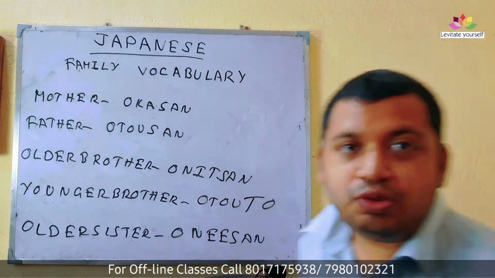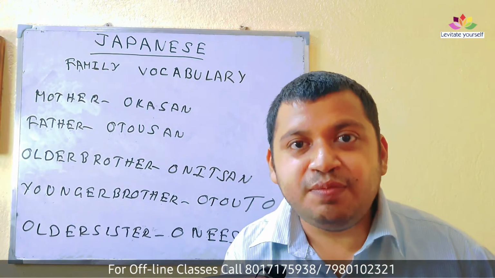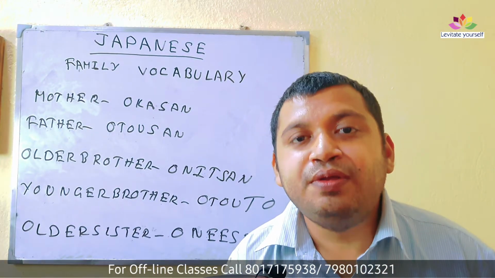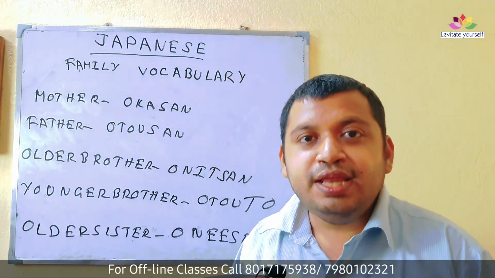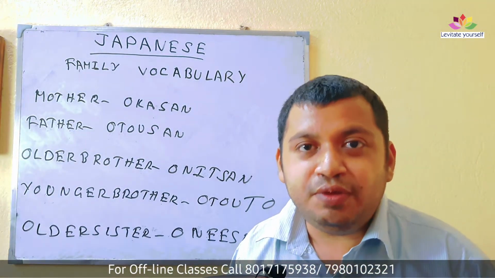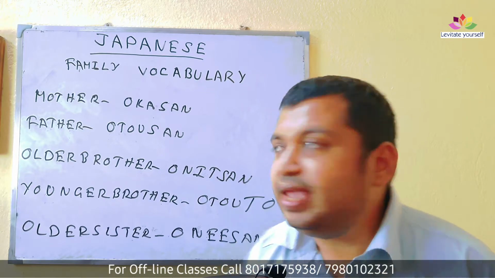Younger brother, otouto. Let's pronounce it with me. Younger brother, otouto. Let's move to the next word. Older sister, onesan. Let's pronounce it with me. Older sister, onesan. Now let's repeat it all again.